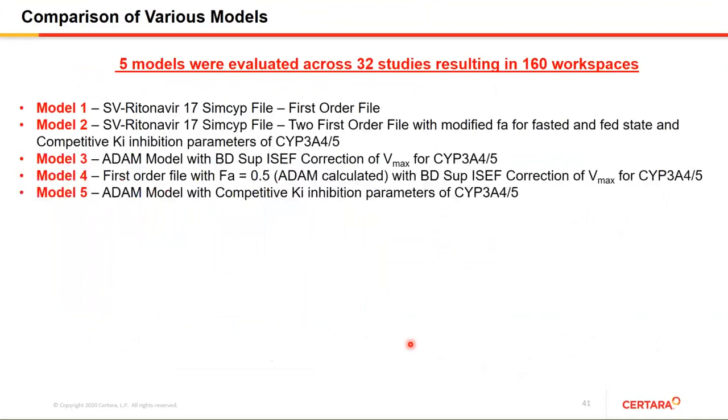I'll quickly wrap it up now because I want to leave some time for discussions, and we are approaching the end. We not only developed this model, we also compared it with first order models, and we have these 5 models. Model 1 was a first order file, model 2 has 2 different files, one specific for fasted and one for fed state. Then we have the ADAM model, which we discussed, but with corrected Vmax parameter for ICEF. Then model 4 is again first order, based on the fraction absorbed predicted by ADAM, but with the corrected Vmax. And model 5 is the same as model 3, but with a competitive Ki component.